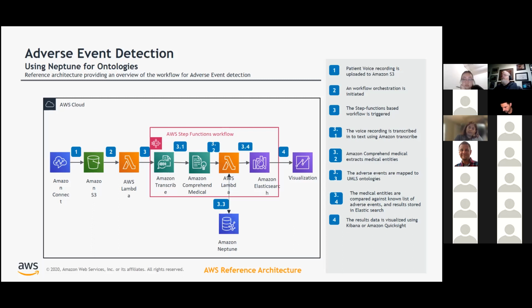We also have something called Transcribe Medical. That service actually came out after this was built, but it is even more relevant to this use case, where it can detect the medical entities out of the speech. So instead of using Amazon Transcribe, we can also use Amazon Transcribe Medical. Any questions?